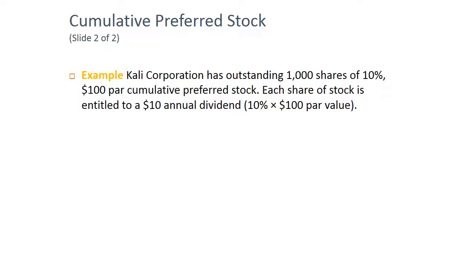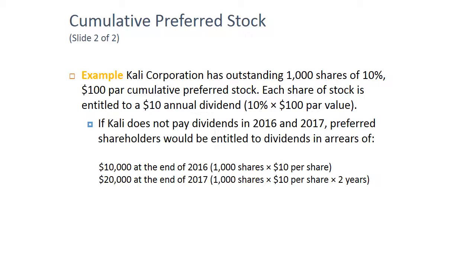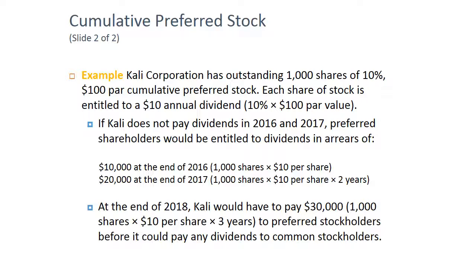Take a look. Cali Corporation has outstanding 1,000 shares, 10%, $100 par cumulative preferred stock. So each share of stock is entitled to a $10 annual dividend. If Cali does not pay dividends in 2016 and 2017, the preferred shareholders would have never received those $10,000 in dividends. So somebody would be keeping track on a piece of paper somewhere. Hey, we have dividends in arrears for our preferred shareholders of $10,000 as of the end of 2016 because we never declared a dividend and paid them, and 2017. At the end of 2018, the corporation would have to pay $30,000 to preferred shareholders if they declare a dividend before it could pay any dividends to the common stockholders.